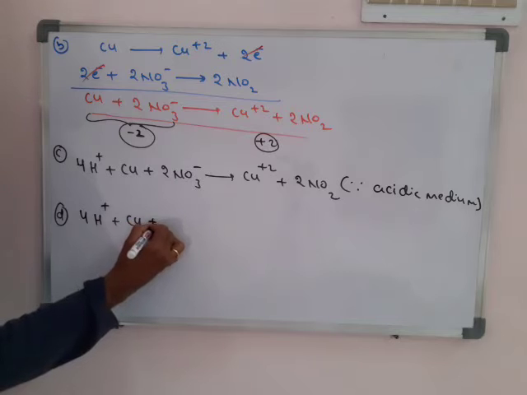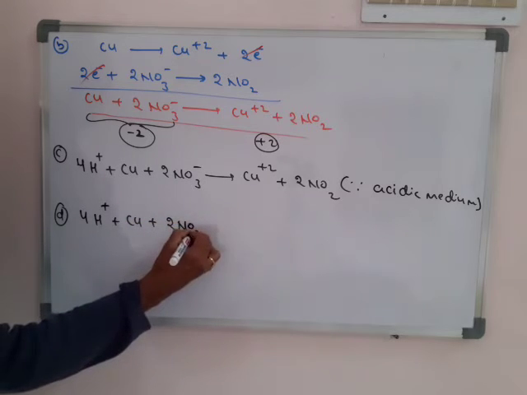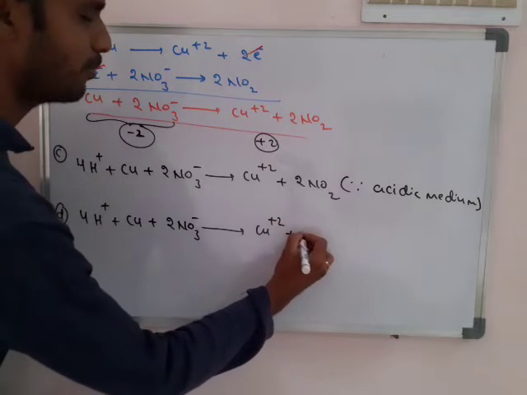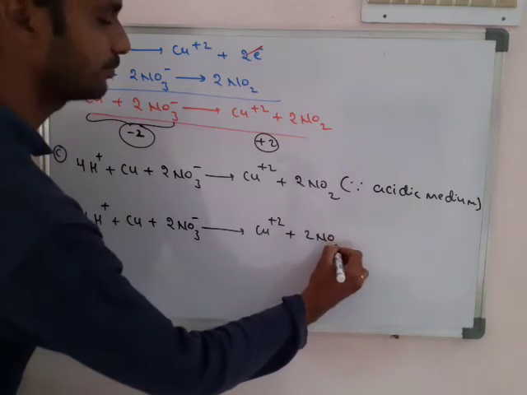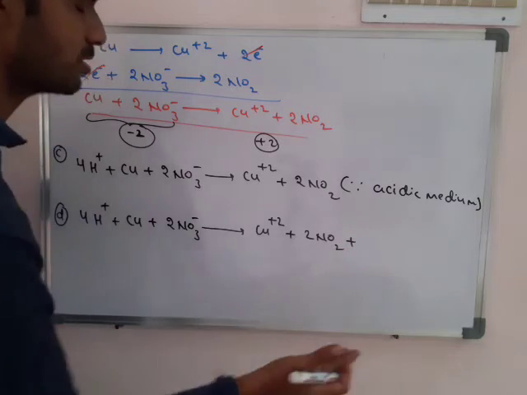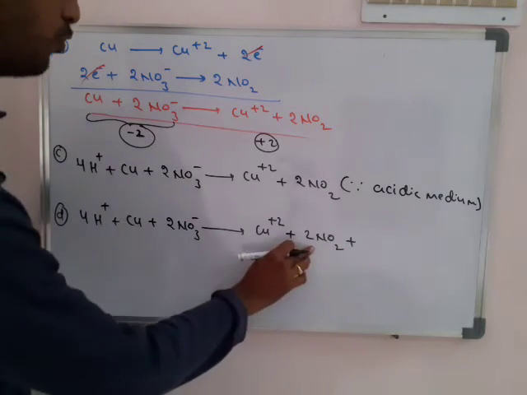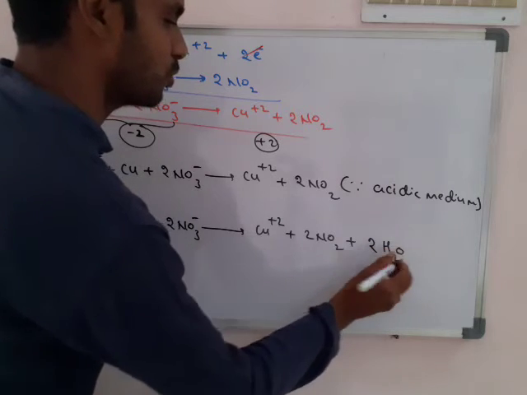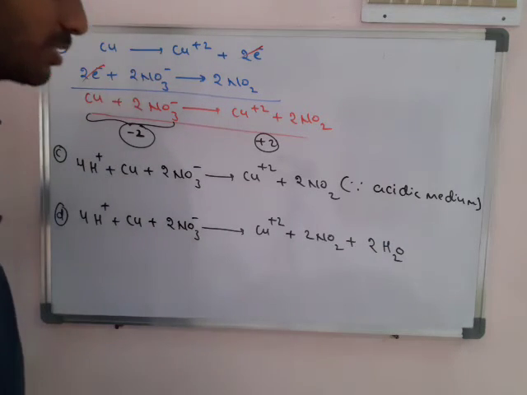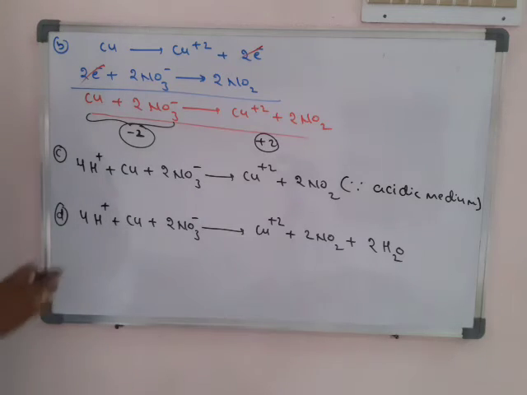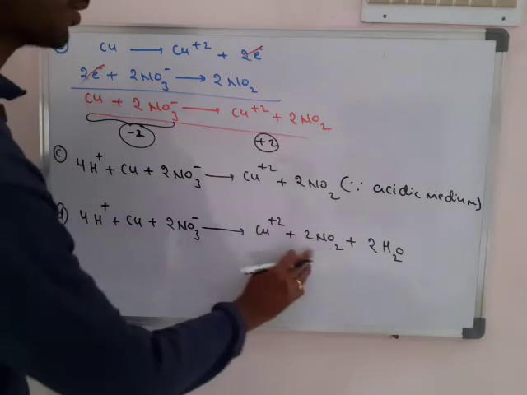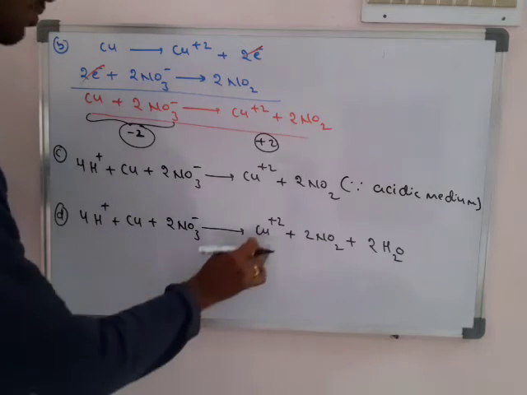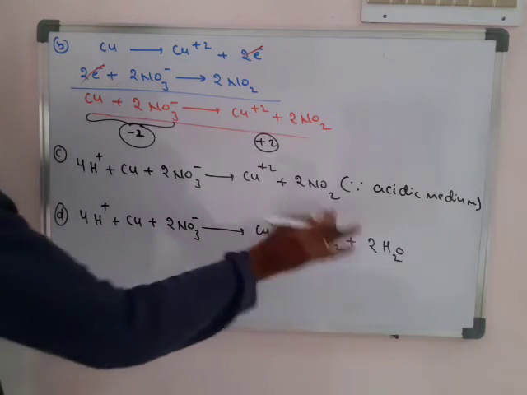For oxygens, acid medium or basic medium, no problem. In the medium, I will have to add the proper number of H2Os. Wherever oxygens are fewer, add H2Os. Here 4 oxygens, here 6 are there. Since 2 are less, if we add 2 H2Os, 4 oxygens become 6 oxygens. So automatically hydrogen also balances. Here 4 hydrogens, 2 nitrogens, 2 nitrogens, 6 oxygens, 6 oxygens, 1 copper, 2 nitrogens, 2 nitrogens.